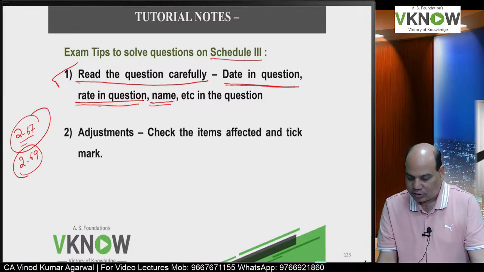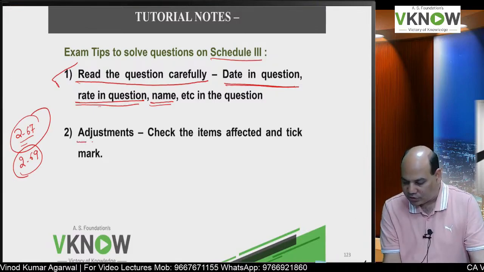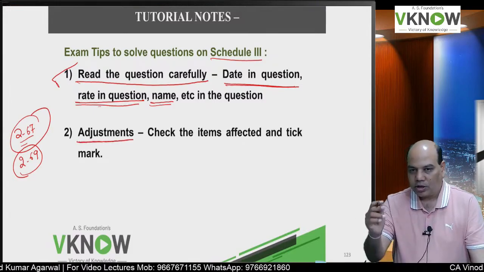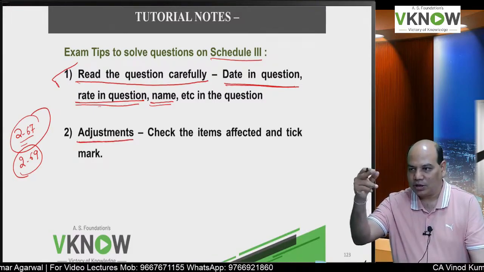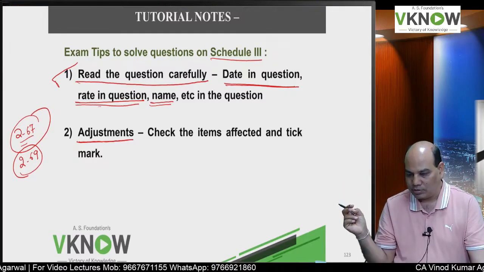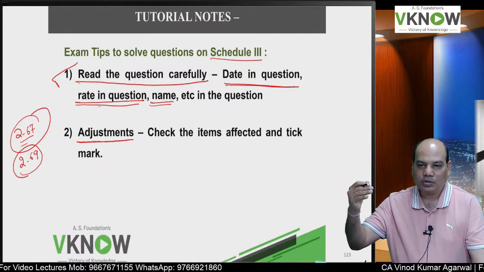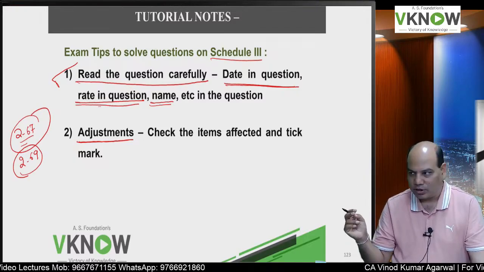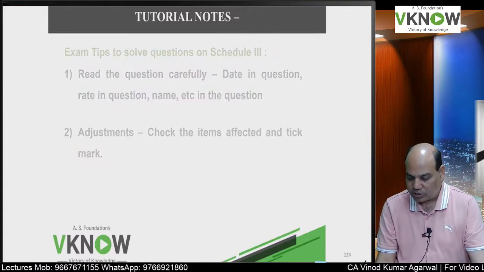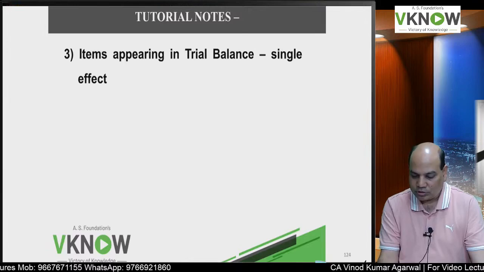Second thing, you have to read the adjustment carefully, and if you are given a trial balance, tick the item which have got adjustment, or if you are given balance sheet, P&L account, tick the items which will get affected. Use a pencil, not now.